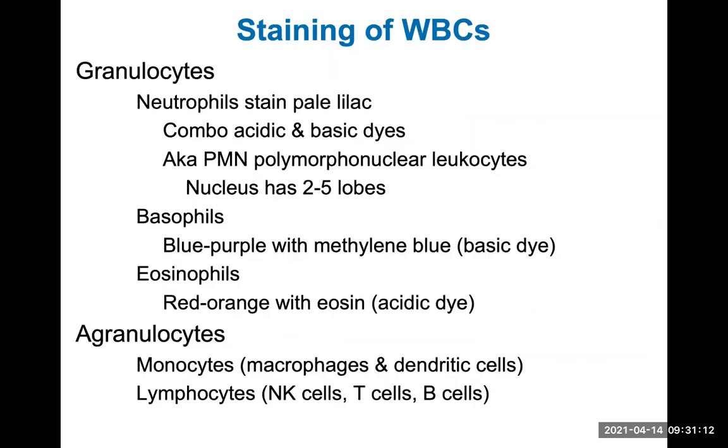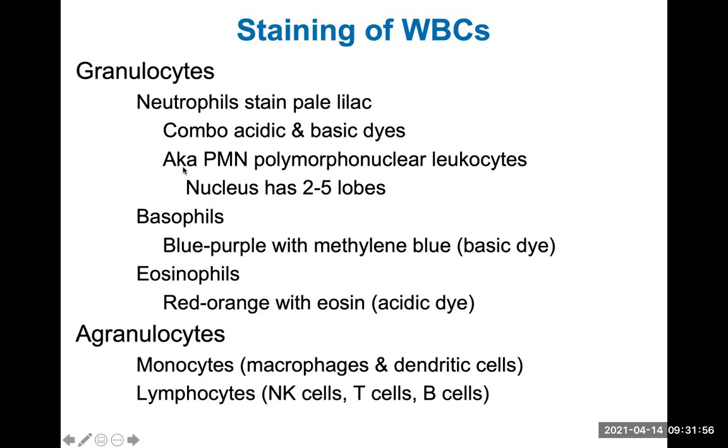All right. Staining, on the other hand, will give us the two groups called granulocytes and agranulocytes. The granulocytes are the cells where you can see large granules after simple staining and viewing under a simple microscope. We can see neutrophils, basophils, and eosinophils very easily. So neutrophils, you can use a combination of acidic and basic dyes, and that will stain the neutrophil a pale, pale purple, pale lilac color.